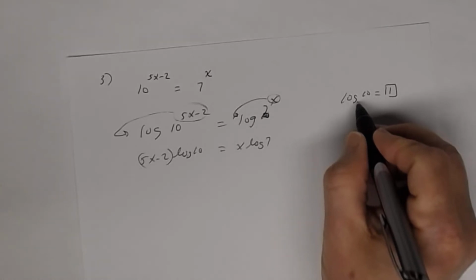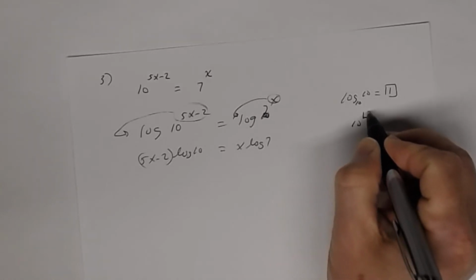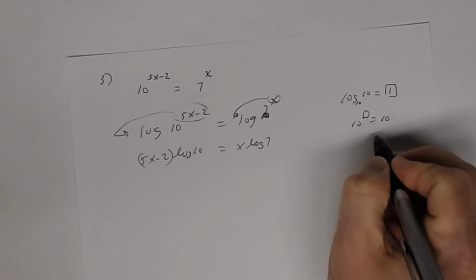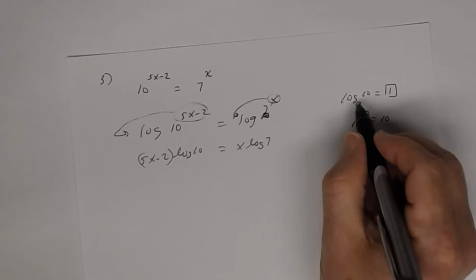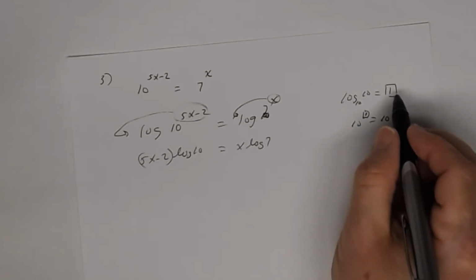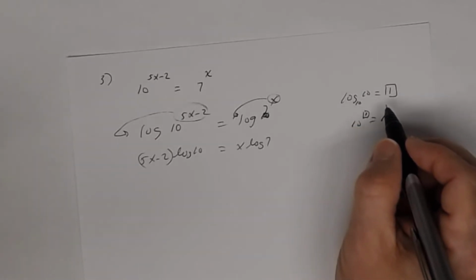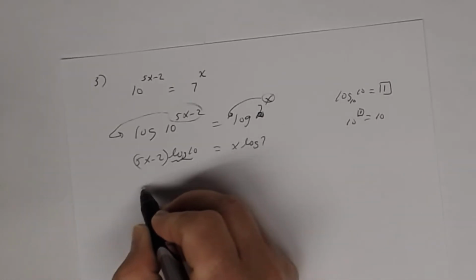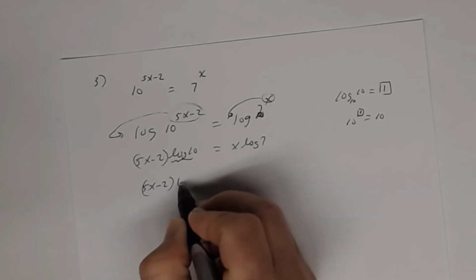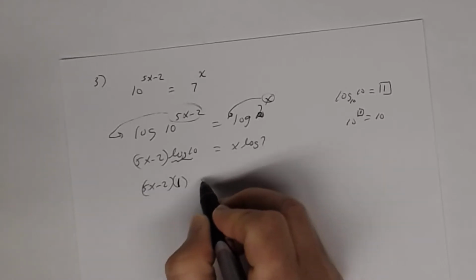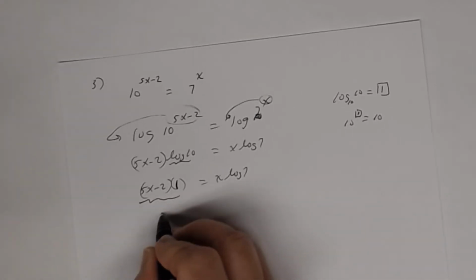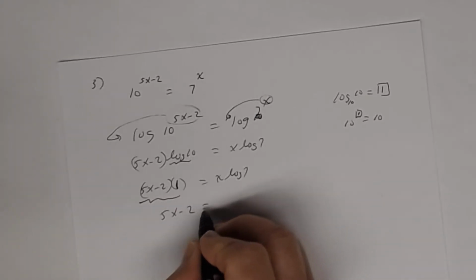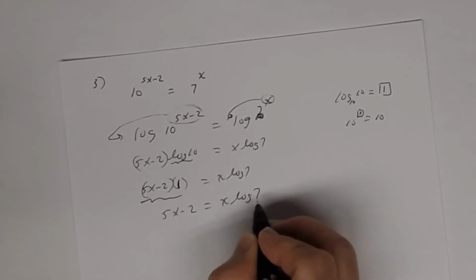Because the base is 10 right here. So 10 to what power equals the argument, which is 10? Well, 10 to the first is equal to 10. So you have to recognize that the log of 10 is 1. That's one of the lessons you've learned last week or a previous lesson. So this right here becomes 1. So I get 5x minus 2 times 1, right? Times 1 is equal to x log of 7. But I want you to realize that 5x minus 2 times 1 is just 5x minus 2. And that's equal to x log of 7.